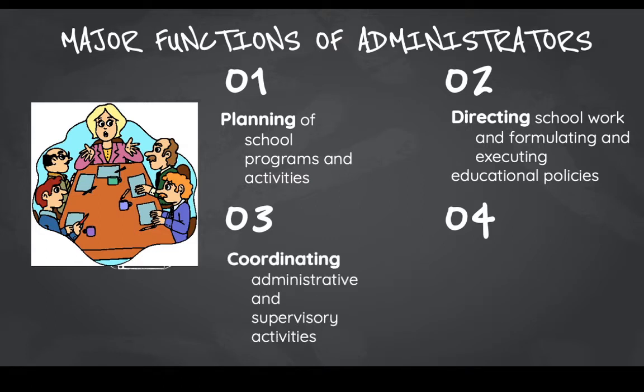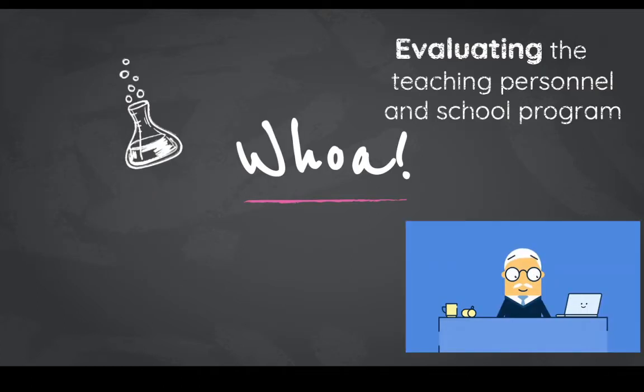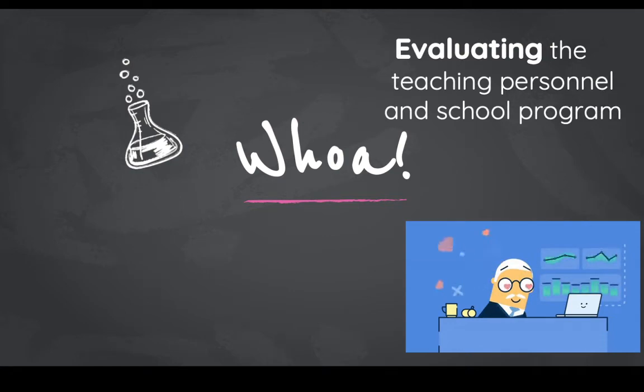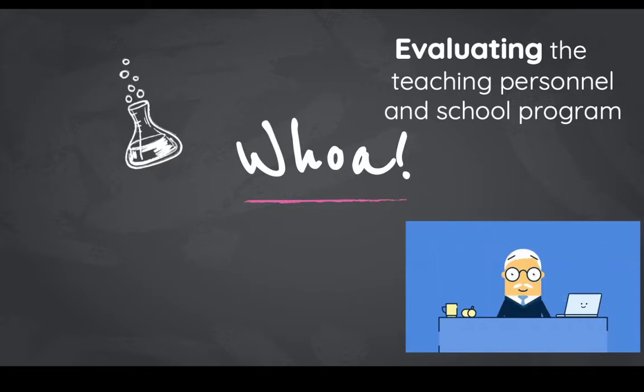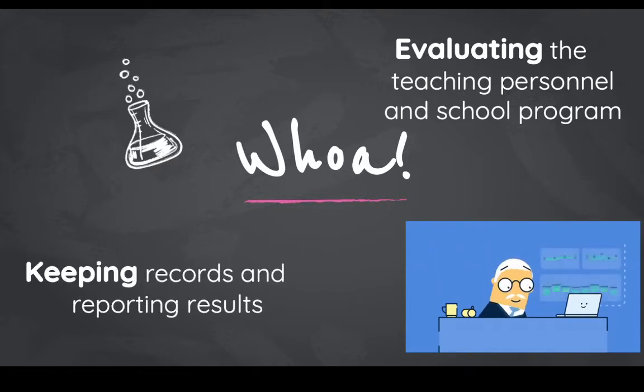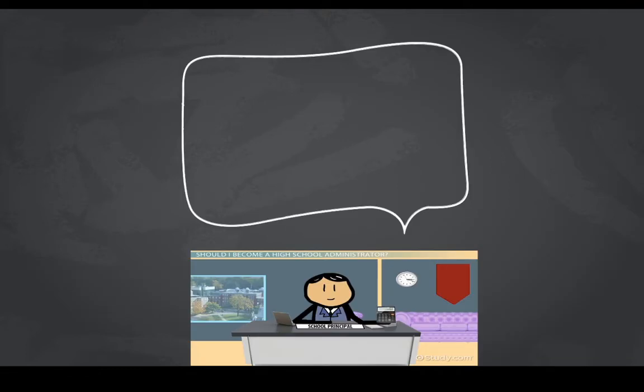Number three is coordinating administrative and supervisory activities that can be achieved through effective communication and good leadership. Number four, providing necessary leadership. That means the staffing processes. We also have the evaluation of teaching personnel and school program, and budgeting can be an added task as well. Keeping records and reporting results with the stakeholders that should be informed about the progress and problems of work.